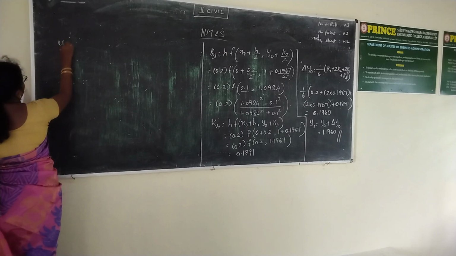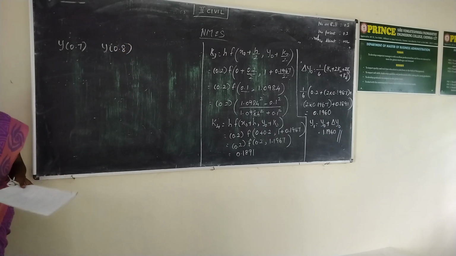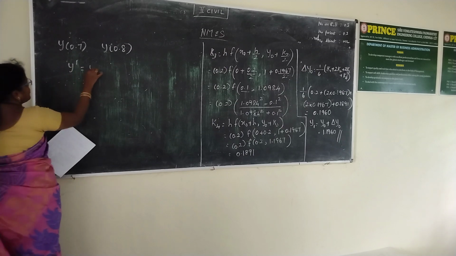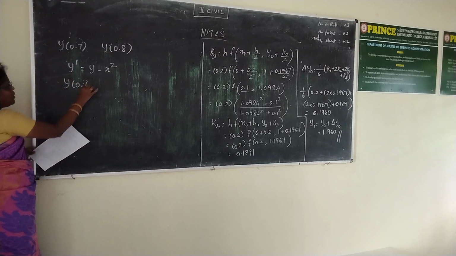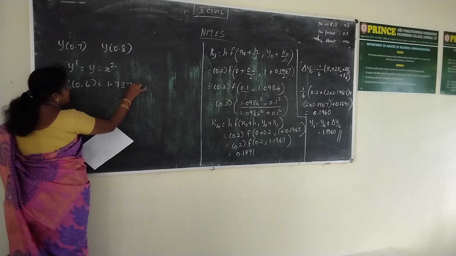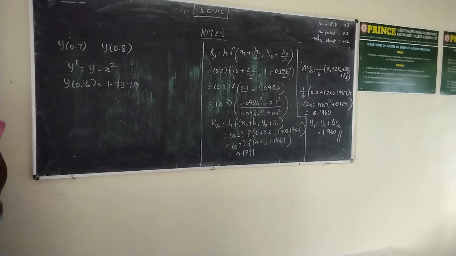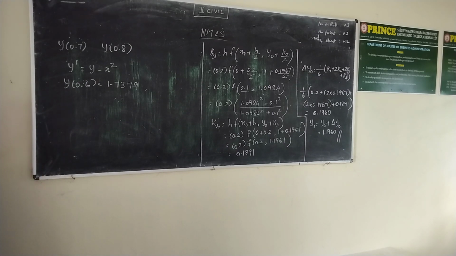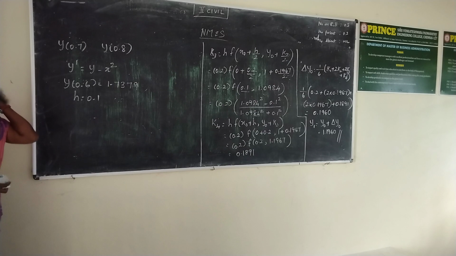Find y of 0.7 and y of 0.8, given that y dash equals y minus x square, with y of 0.6 equal to 1.7379, by using the RK method of fourth order, taking h equal to 0.1.